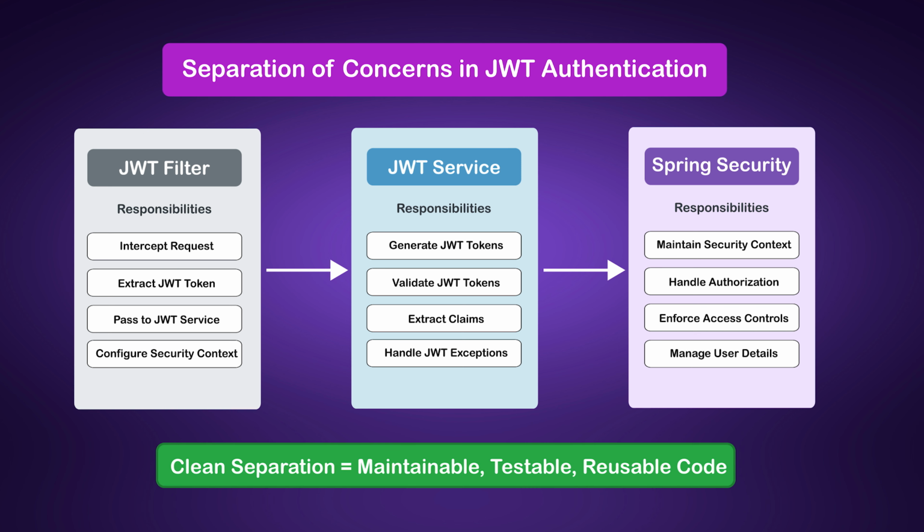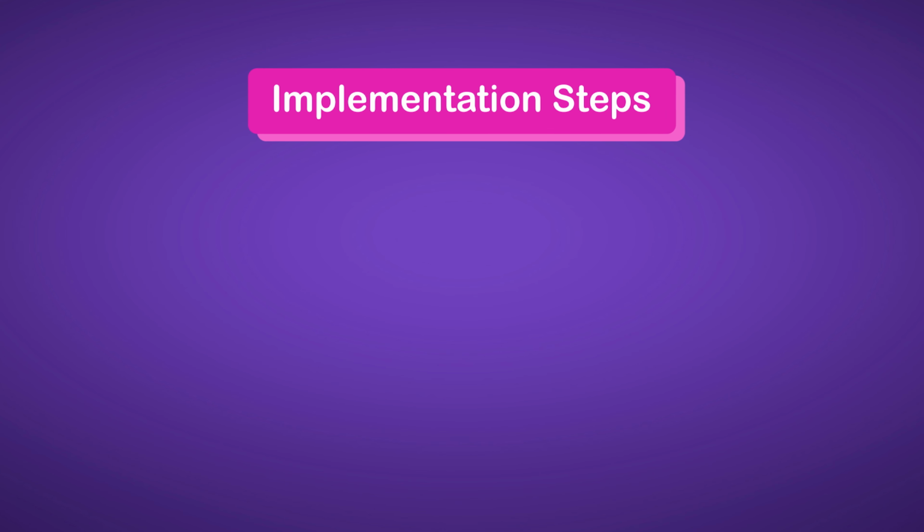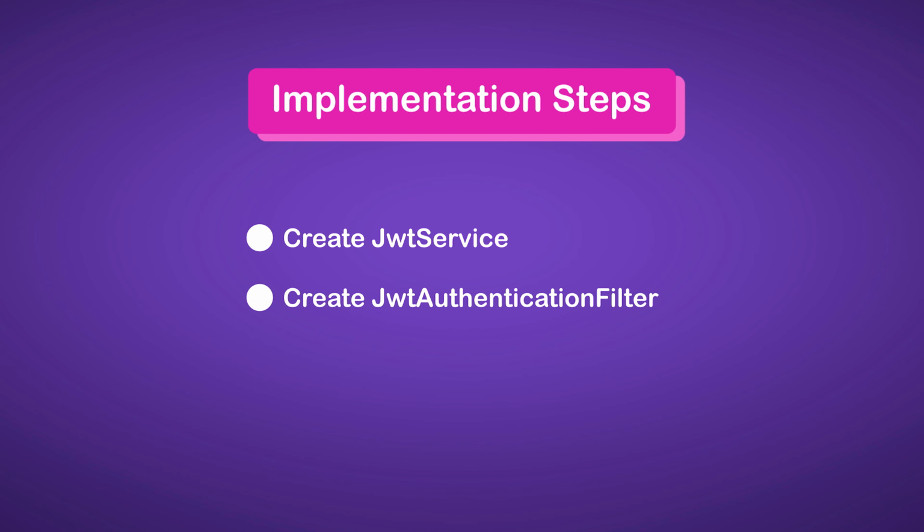The beauty of this design is that it integrates perfectly with Spring Security's existing architecture while adding the JWT specific functionality we need. In the next section, we will implement this plan step by step. First, we will create the JWT service to handle token operations. Then, we will create the JWT authentication filter to intercept requests. Finally, we will update our security config to use our custom filter. Let's get started with implementing our JWT authentication solution.